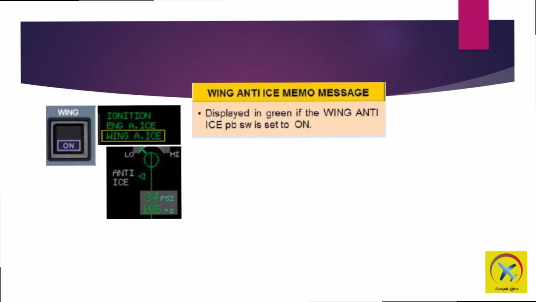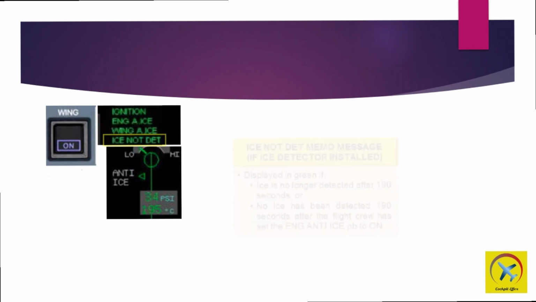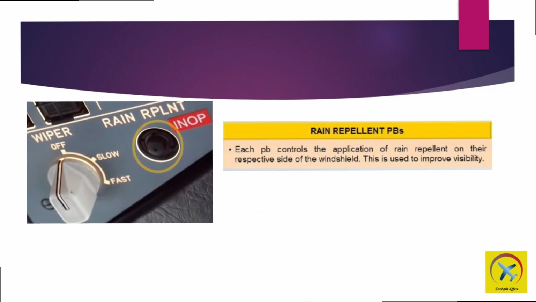Wing anti-ice memo message will be displayed in green if the wing anti-ice push-button switch is set to ON. If there is an ice detector installed, then the ICE NOT DET memo message will be displayed in green if ice is no longer detected after 190 seconds, or no ice has been detected 190 seconds after the flight crew has set the engine anti-ice push-button switch to ON.